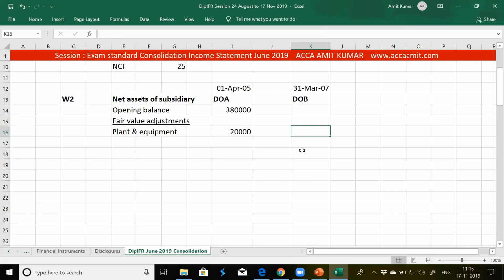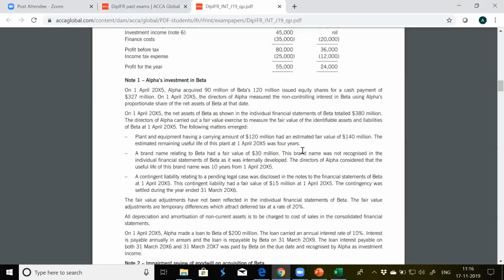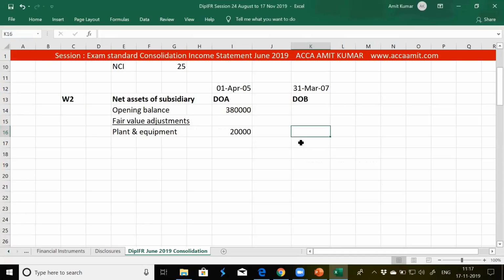5,000 is actually the depreciation charged per year. Why not 3 years, when the remaining useful life is 4 years? We are at 2007, from beginning of 2005, 2 years depreciation is going to be charged. Sorry, 2 years depreciation means 10,000. 20,000 divided by 4 into 2, 10,000. So this is left with 10,000 of amount.